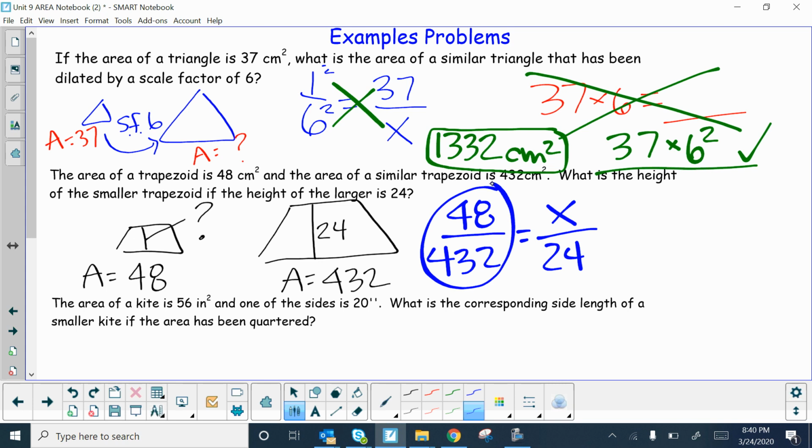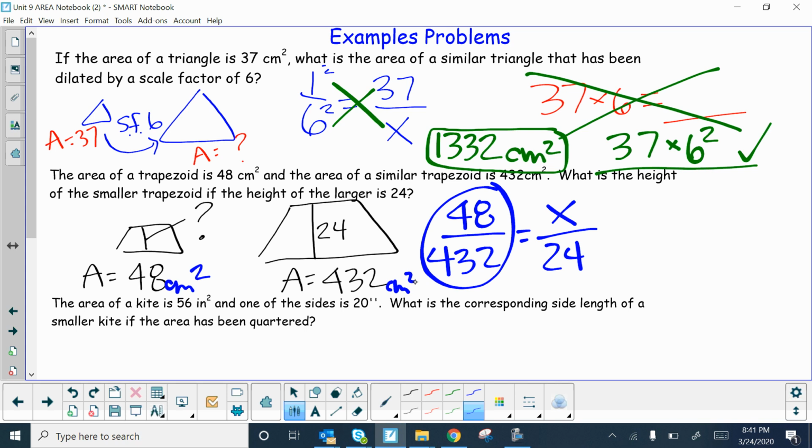This ratio right here is a ratio that you cannot use because this is units squared. Remember, this is centimeters squared. This is centimeters squared. So you cannot use that ratio. So how do we get the side ratio? How do you go backwards and get the side ratio?